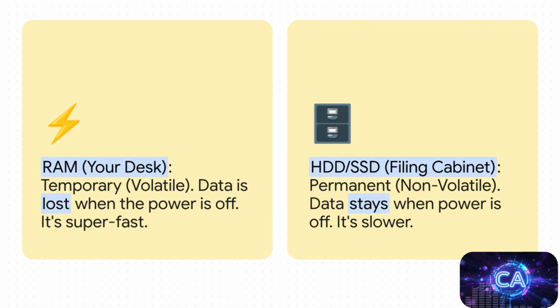But here's the catch. When you turn the power off, the desk gets completely cleared. Everything on it vanishes. That's why we call it volatile memory. The filing cabinet, on the other hand, is your permanent storage, where you put things for the long haul.